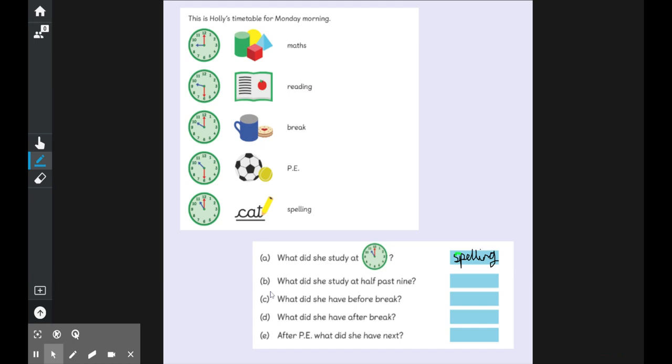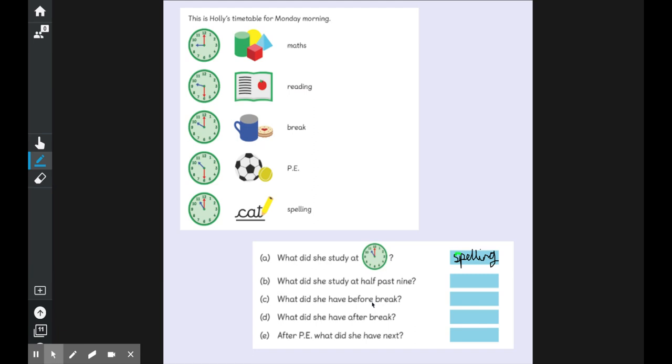Okay, and question B, what did she study at 9:30? Can you find the clock that shows 9:30? I know that 9:30 means my long hand, my minute hand must be pointing at the 6 at the bottom, and it must have just gone past the 9. So it's between 9 and 10. Which one shows me that? This one shows me 9:30 between the 9 and 10. It must be this one. She was studying reading.